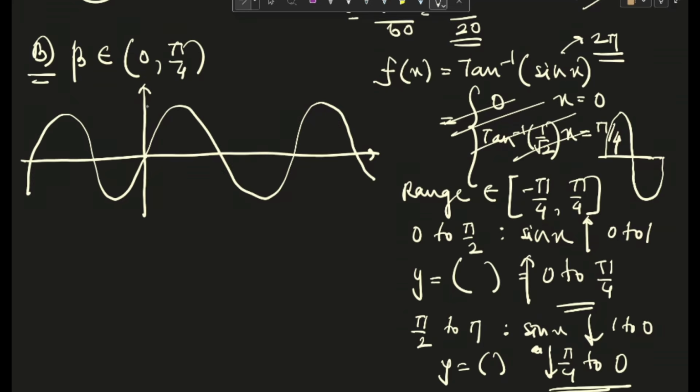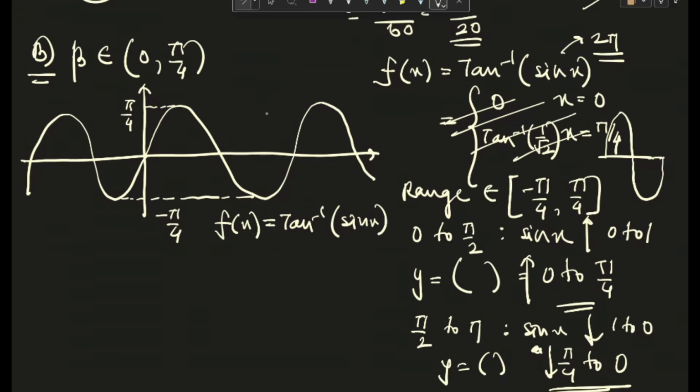And if you want to actually know this point, this will be pi by 4 and this will be minus pi by 4. This is your f of x equals tan inverse sin x, okay? And now our question said that between 0 to 2n pi, y equals beta, belonging to 0 to pi by 4, will cut it 2n times. So let's take any arbitrary beta.